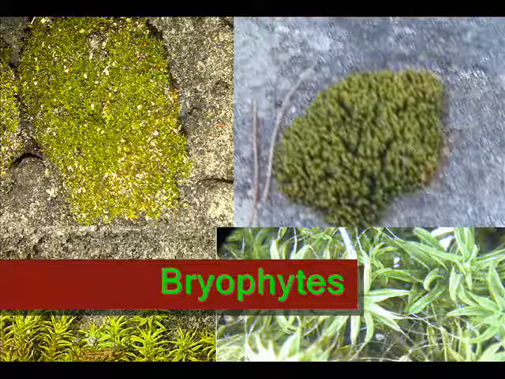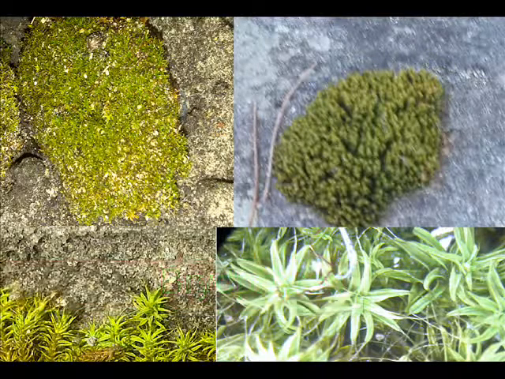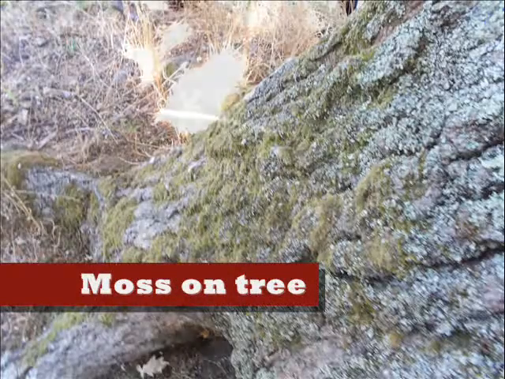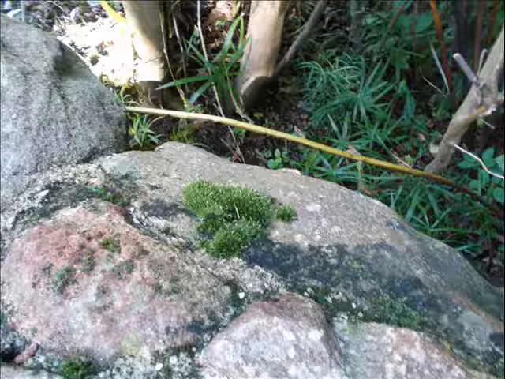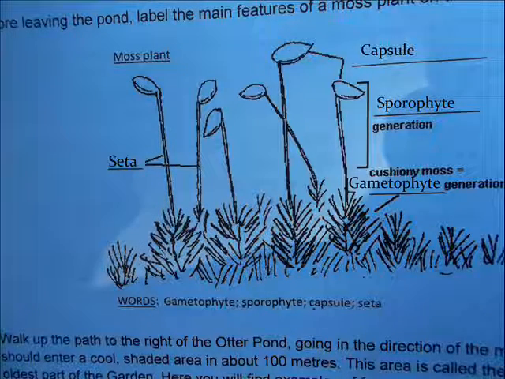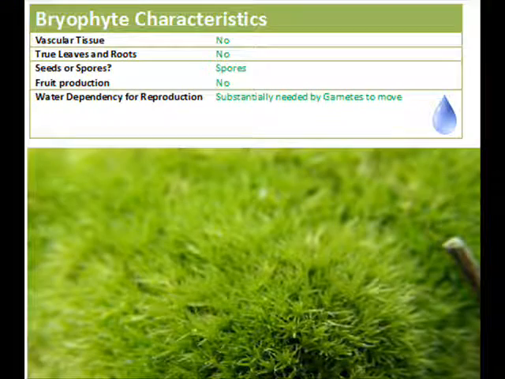Bryophytes, moss and liverworts. Bryophytes have no vascular tissue and no true leaves and roots. They use spores for reproduction and don't produce any fruit. They are substantially dependent on water in reproduction, so their gametes can move.